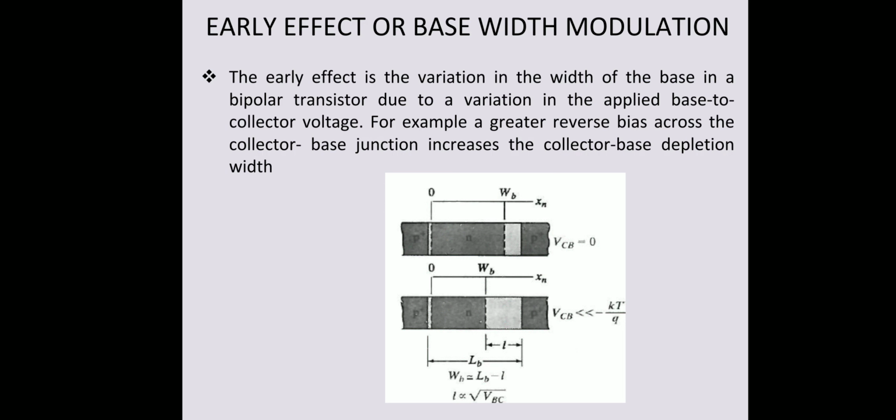So base width modulation is defined as the reduction of base width, or the increment of the depletion region in the base, by the application of reverse voltage at the collector side. So you can simply define the early effect as the reduction of base width as we increase the reverse voltage at the collector junction.